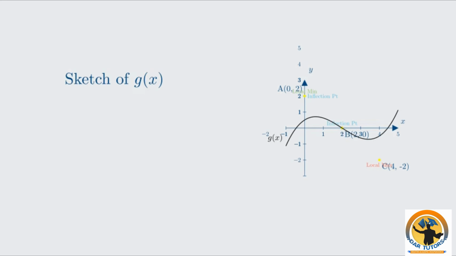This example shows how to synthesize information from multiple sources, sign diagrams and specific points, to construct a complete and accurate sketch of a function. To solidify your understanding, here are 5 practice questions in the style of IB AA HL. Pause the video, work through them, and then resume to see the fully worked solutions.